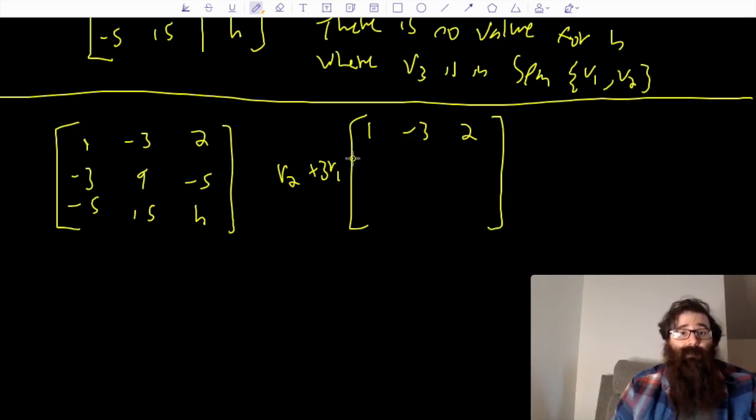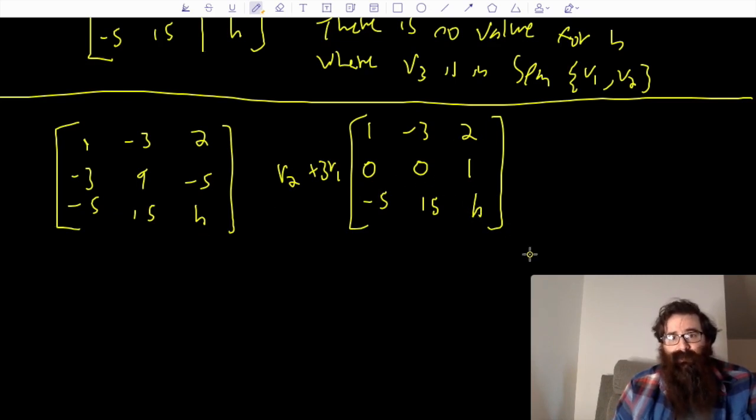But I get -3 plus 3 gives me 0. 9 plus -9 gives me 0. And -5 plus 3 times 2, -5 plus 6, gives me 1. And then from there, I can just rewrite row 3. I'm going to work with row 3 eventually, but since it has this delicate value h in it, I might wait and see what else I can do before doing that. But you can jump in and work with it whenever you feel comfortable.